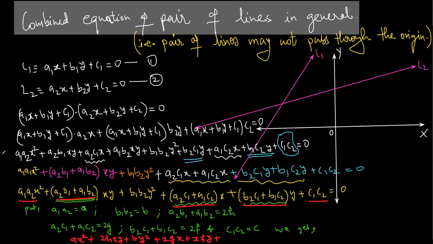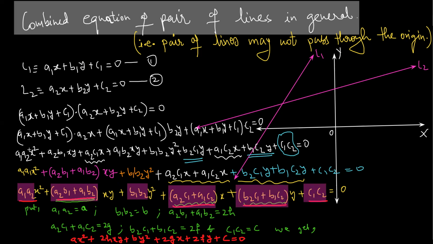Next. Now, students, we substitute a few constants in order to make this equation look a proper equation. I'm writing A for this, I'm writing 2H for this, I'm writing B for this, I'm writing 2G for this, I'm writing 2F for this, and I'm writing C for this. Having done this, I get the final equation looking this way. So what is this? This is the equation of pair of lines in general. It is the combined equation of pair of lines in general.